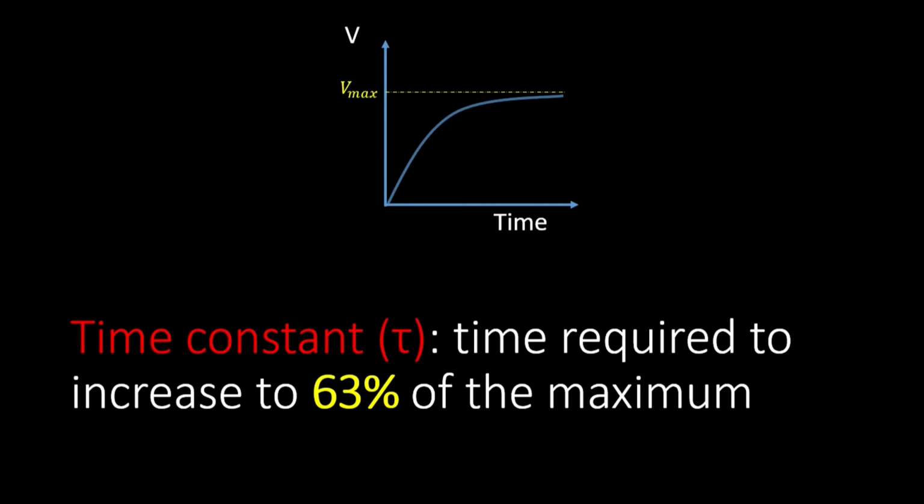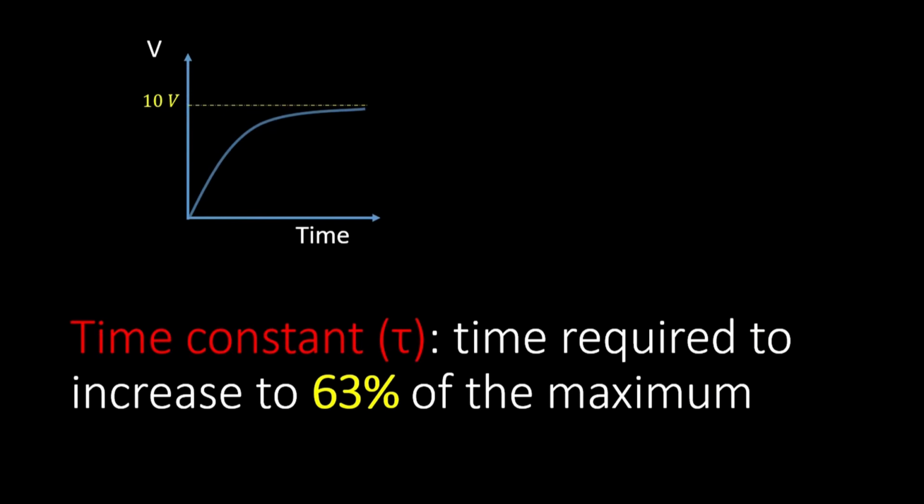Let's define what's called the time constant of the circuit. The time constant is defined as the time required for the quantity in the exponential growth curve to increase from 0 to 63% of the maximum value. So as an example, if you have a maximum voltage of 10 volts, then 63% of this value is 6.3 volts. So the time constant in this example is the time required for the voltage to increase from 0 to 6.3 volts.